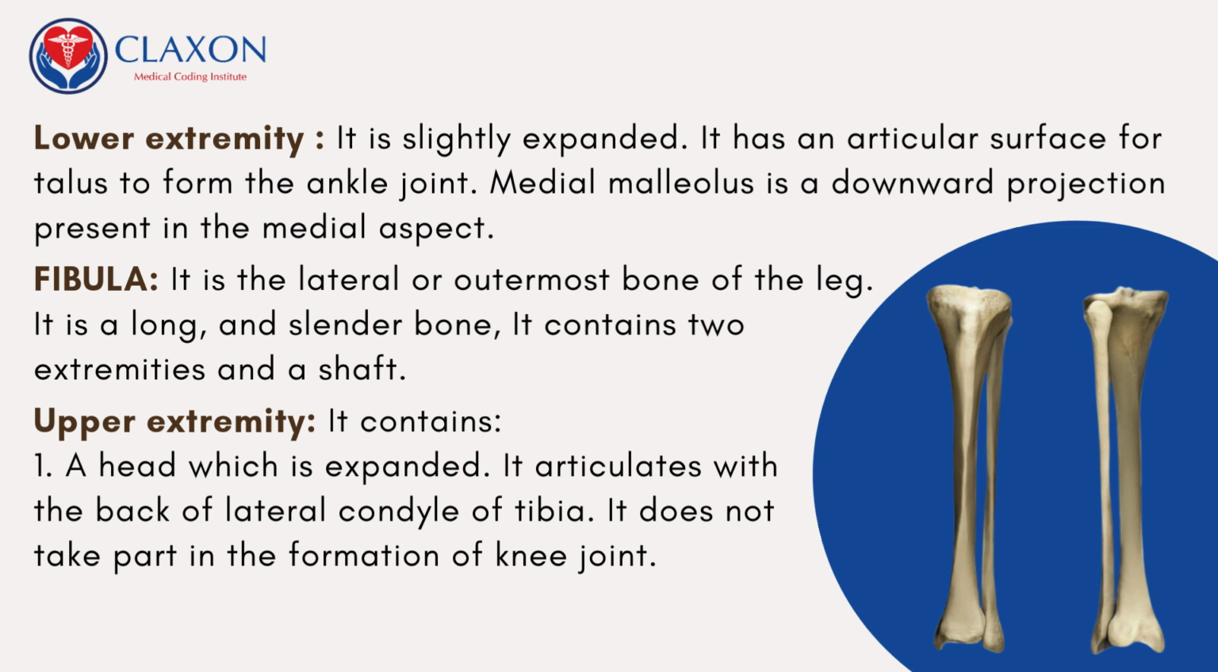Fibula. It is the lateral or outermost bone of the leg. It is a long and slender bone. It contains 2 extremities and a shaft. Upper extremity. It contains 1. A head, which is expanded. It articulates with the back of lateral condyle of tibia. It does not take part in the formation of knee joint.